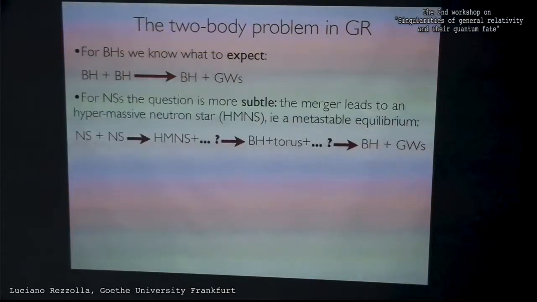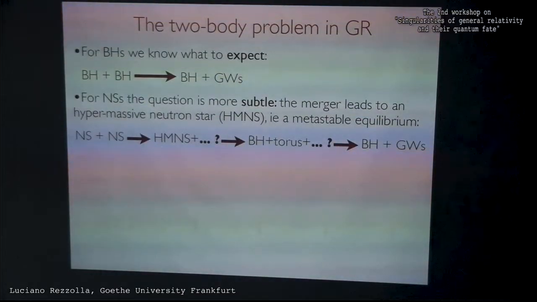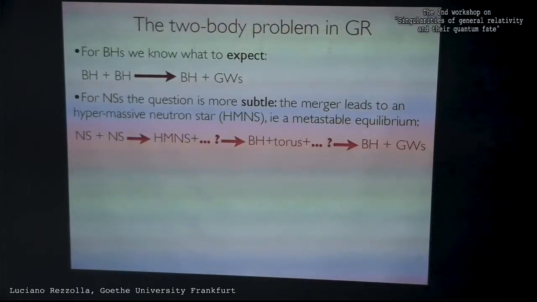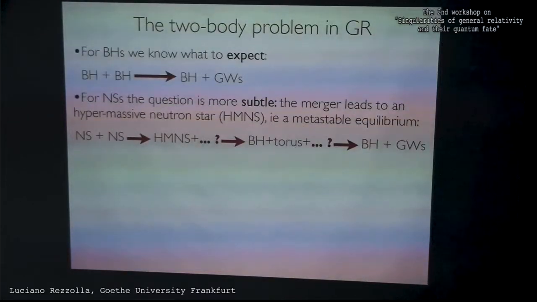Now, there is another binary problem that you can think of, and this is the binary neutron star problem. So now you have two objects which are neutron stars, okay? And so again, if you break up this process into the simplest possible elements, you have two neutron stars, and eventually you end up with a black hole plus gravitational waves. So pretty much it seems like the initial state and the end state are very similar. But there are important subtleties, and there are two subtleties.